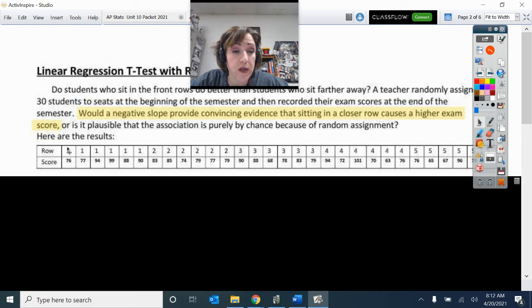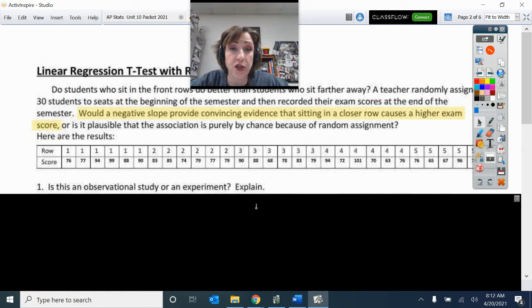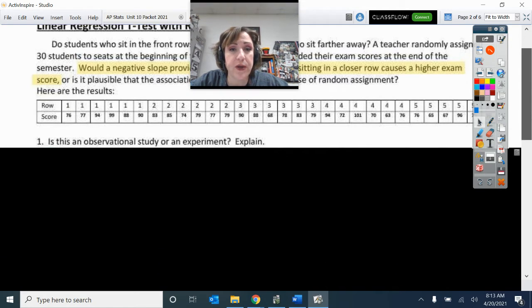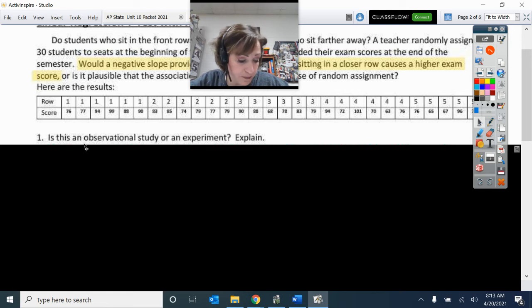So here are the row numbers and the exam scores that are associated with those. You can go start putting this into your lists, into your calculator. I don't think mine are in there right now. I had done something else, but you can go ahead and start putting those in your list while we're talking about this. So was this an observational study, or was this an experiment?